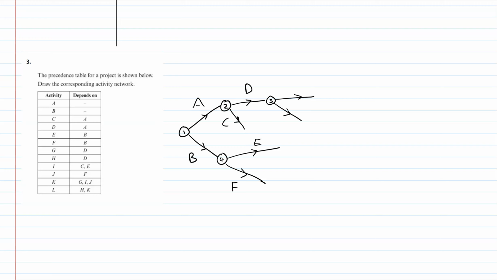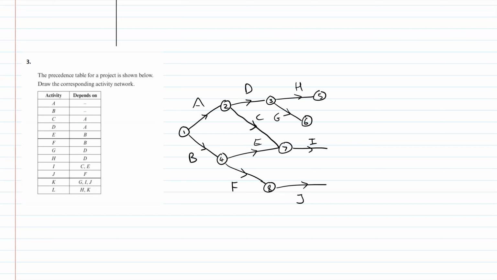So let's have a look at G and H. So we're up to here now. I requires C and E, so we're going to send C now towards here because C and E go together. And if you want, you can put your 5, 6. Doesn't really matter too much about the numbers. You'll see why later on. So there's I is going to come out of here. J requires just F, so J is going to come out of here somewhere.